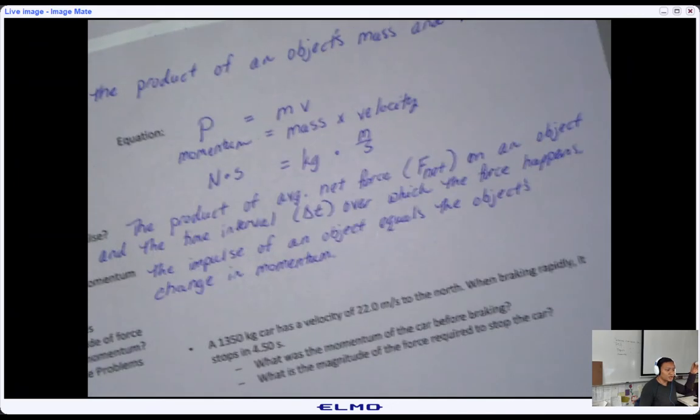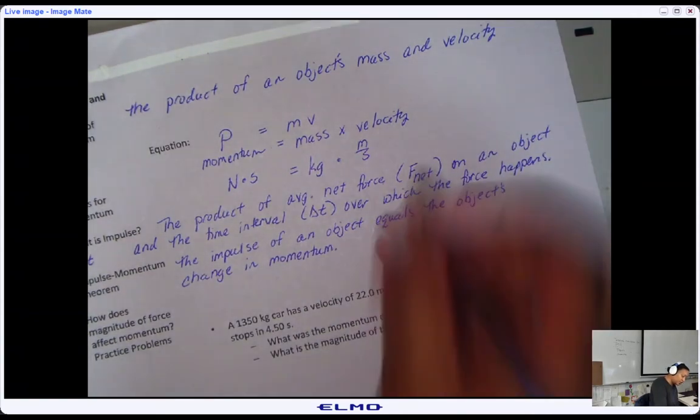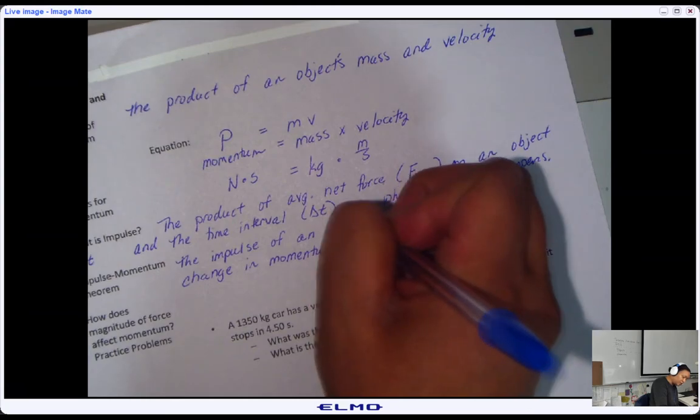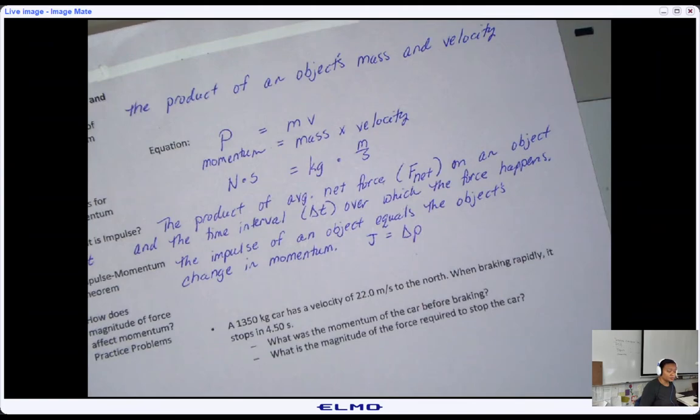The impulse of an object equals the object's change in momentum. So that means your equation is now, they can be set equal to each other. We have impulse, which is F. Okay, let me write it this way. Your impulse equals your change in momentum. That's simply put, and now we're going to break it down.